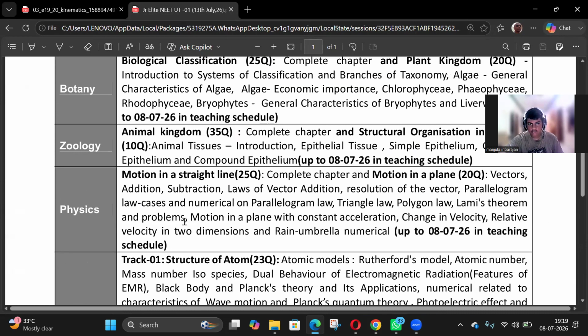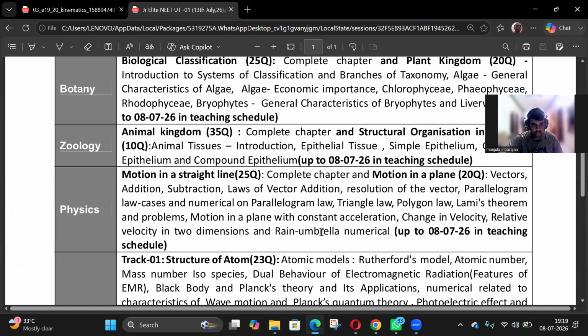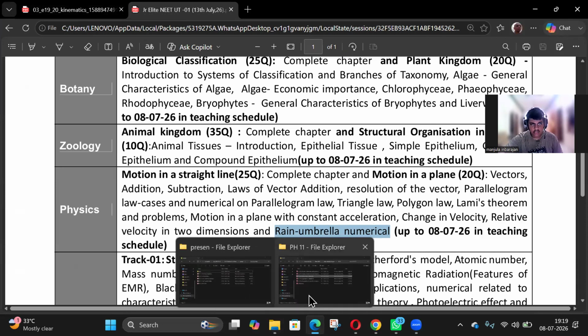Change in motion, applied constant acceleration, change in velocity, relative velocity in two dimensions, rain umbrella numerical. So this is the last, up to 8-7. 8-7 is today. Okay, but the test is next week, no? 13th. Only test, sir. Yeah, 13th only test. Okay, fine. So this you understood, rain umbrella numerical. Yes, sir. So here, what is the basic thing? You have to find out in which direction you have to point the umbrella to get maximum protection. Is that right? Yeah.